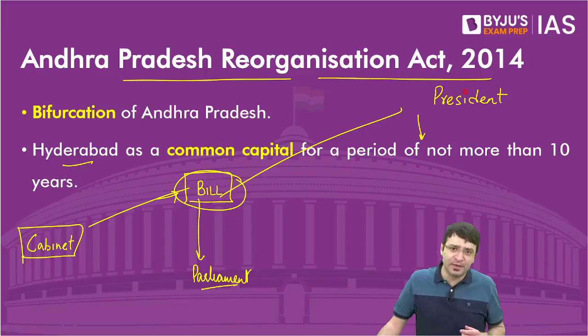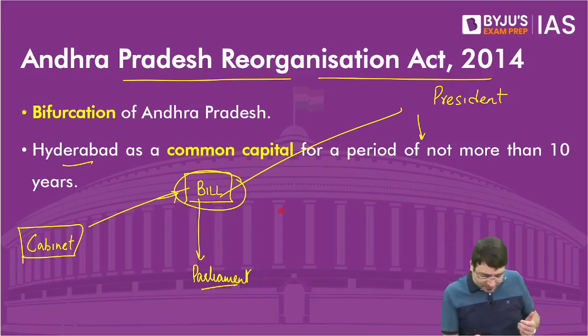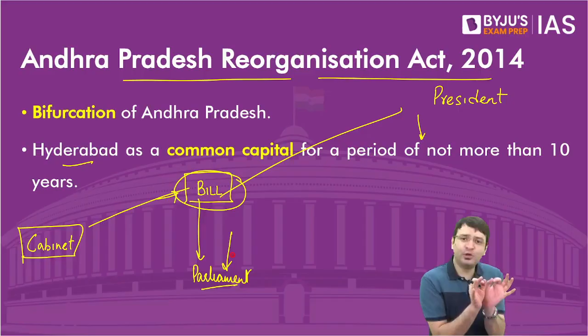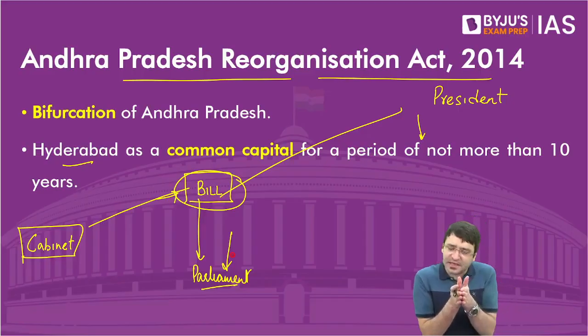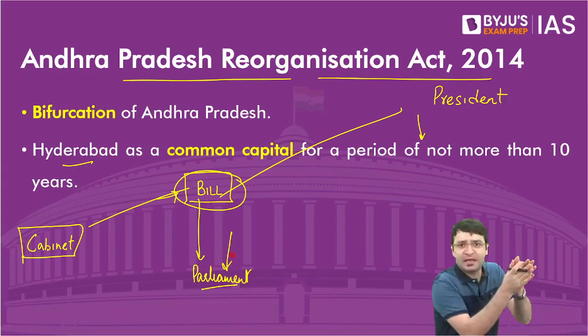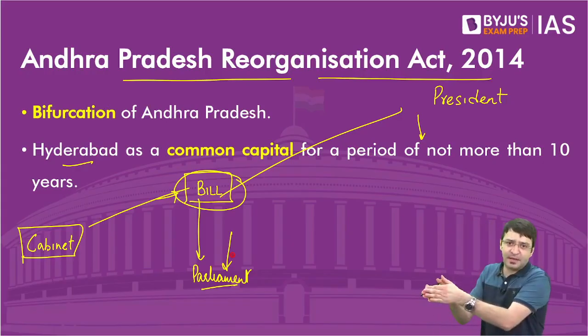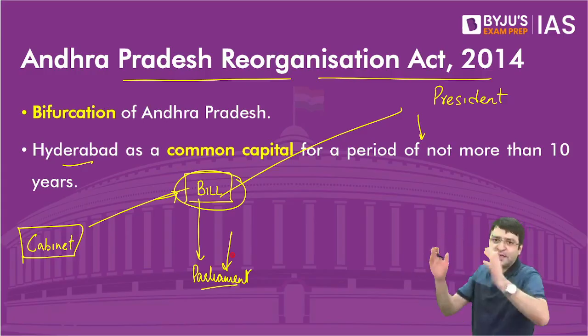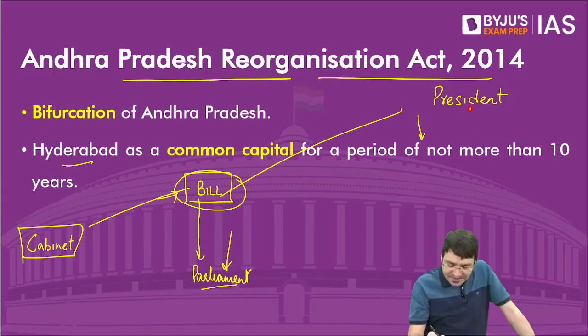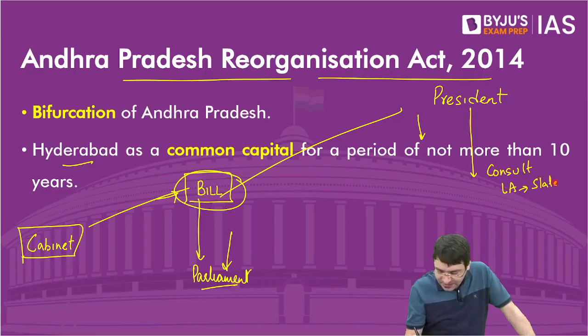President, please give us your approval, because without your approval, we cannot table this bill in the Parliament. That means this bill under Article 3 has a unique provision that once it is cleared by the Cabinet, the Cabinet seeks the permission, approval of the President. Mr. President, please allow us. We want to table this bill in the Parliament because we want to bifurcate Andhra Pradesh into Andhra and Telangana. Before the President gives his approval that yes, you can introduce this bill in the Parliament, the President has to consult the Legislative Assembly of that state which is going to be affected by this bill.